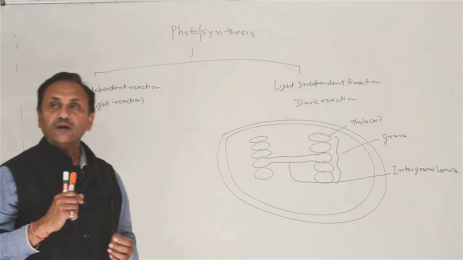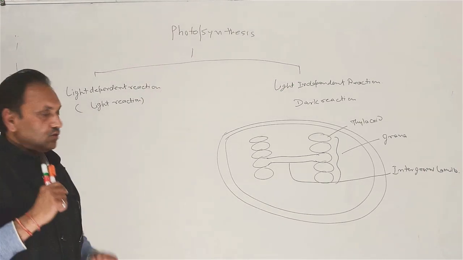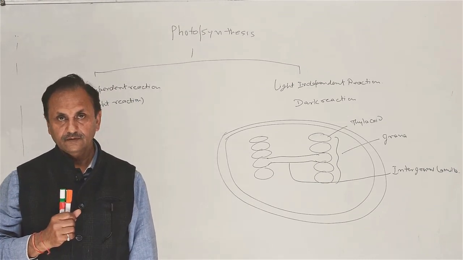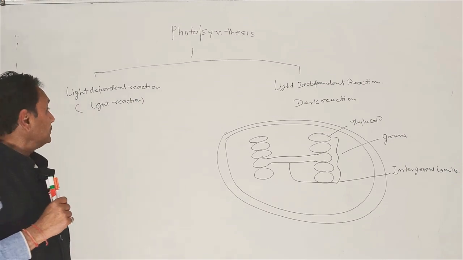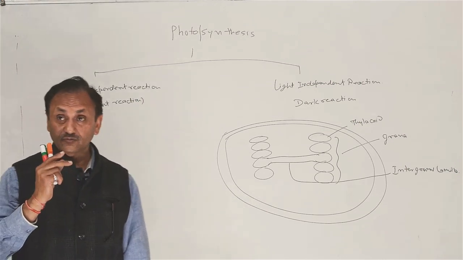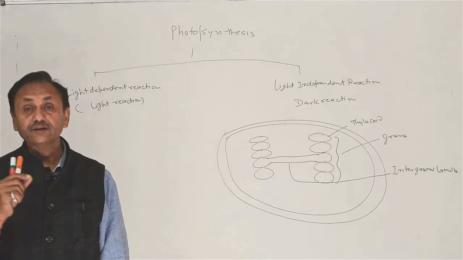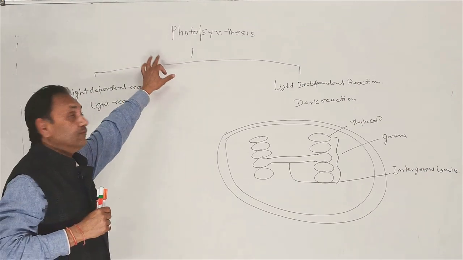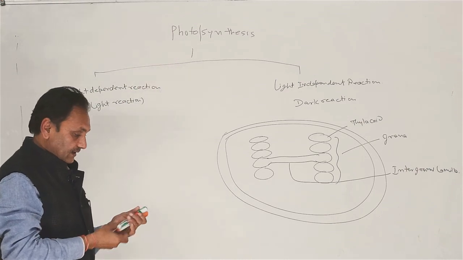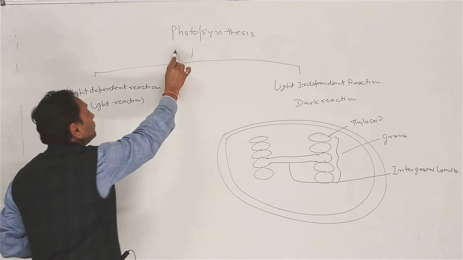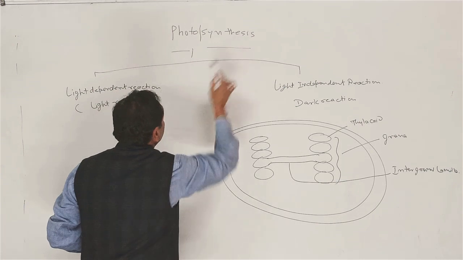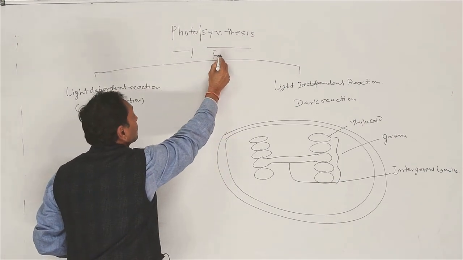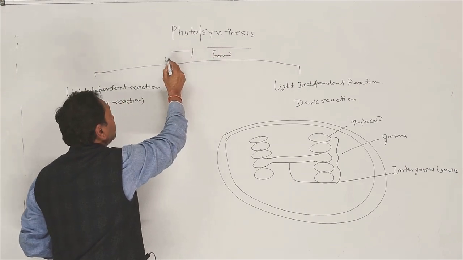Nutrition is of two types: autotrophic mode of nutrition and heterotrophic mode of nutrition. Autotrophic mode of nutrition is also basically of two types, that is the photoautotroph and chemoautotroph. And today we'll discuss the photoautotroph, which is made by the combination of two words: photo and synthesis. Photo means production of the food in presence of light.